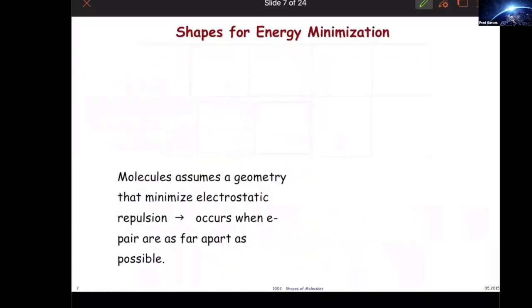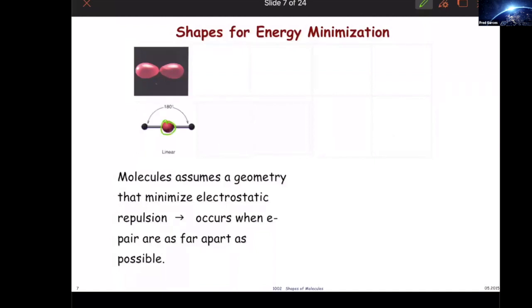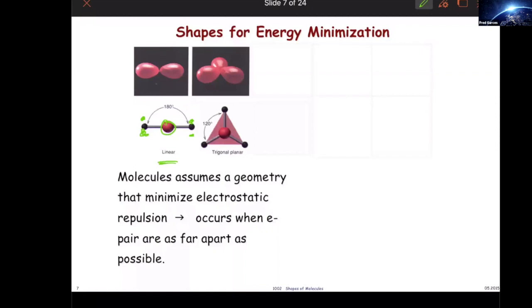So what are the different types of geometry available? Well, when you have two lone pairs around a central atom, then that geometry is going to be linear, okay? So if you had a lone pair here, and that's a pair of electrons, that's a pair of electrons, then the natural geometry is placing these lone pairs as far apart as possible. When you have three lone pairs, then the geometry is trigonal planar, okay? Where the bond angle is going to be 120 degrees between atoms or between lone pairs.